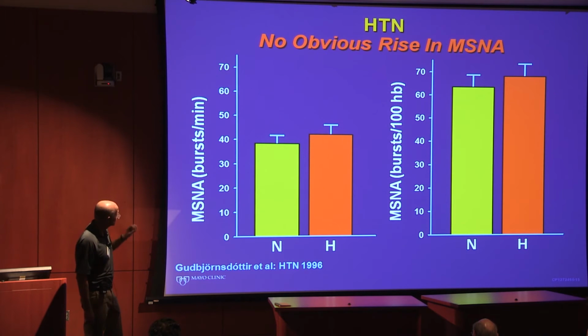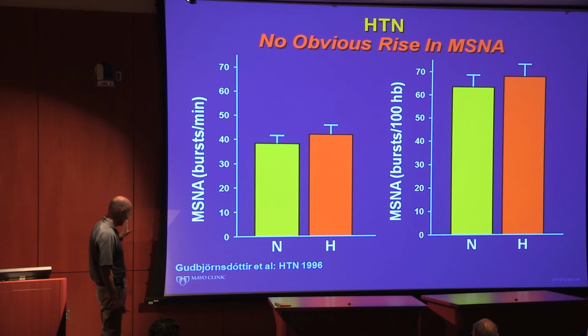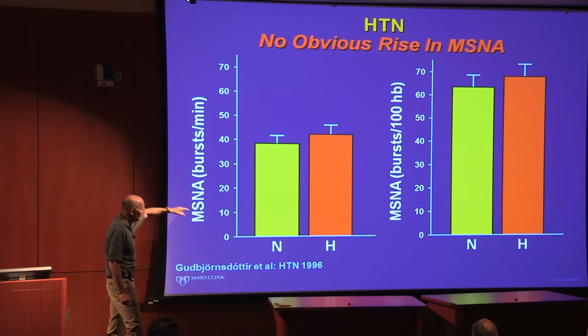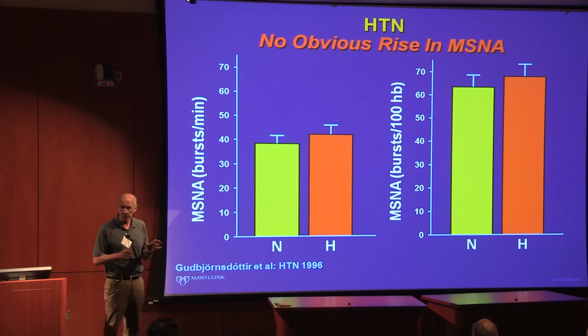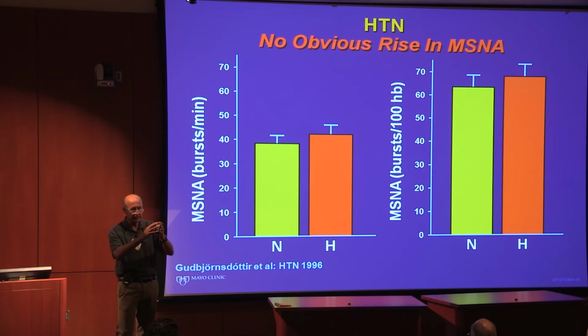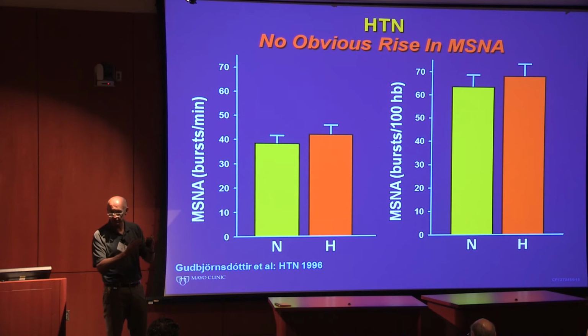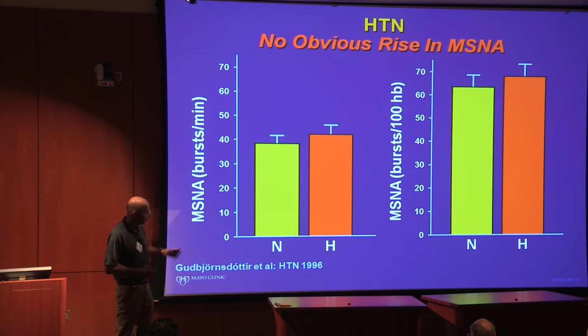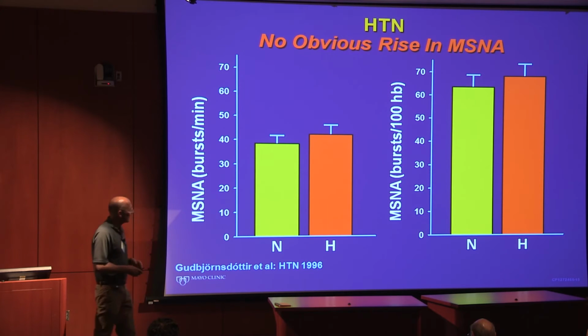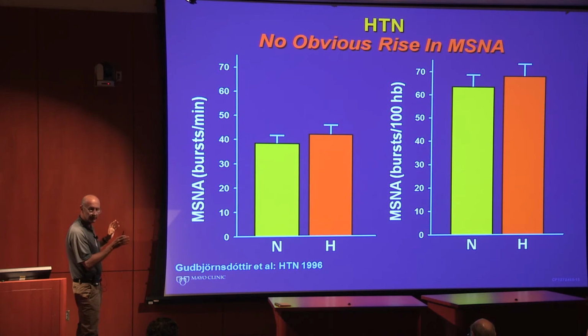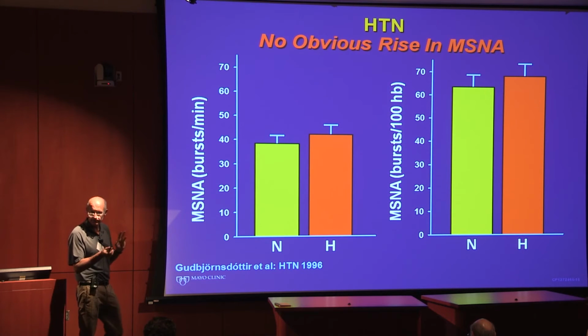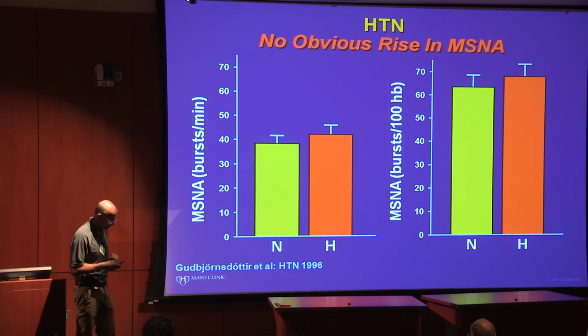Now, the other problem with this is that there's no obvious rise in MSNA in people with hypertension. A number of people have looked at this, and you can see that hypertensives have slightly higher resting sympathetic activity, and this is in bursts per minute or bursts per 100 heartbeats. Sometimes you do it in bursts per 100 heartbeats because every heartbeat expands or stretches the baroreceptors and temporarily suppresses sympathetic activity. And you use bursts per 100 heartbeats when you do this to account for these differences in baseline heartbeat. In general, when you do the analysis one way or the other, in most cases you don't get different conclusions, but once in a while you do if there are big differences in heart rate.